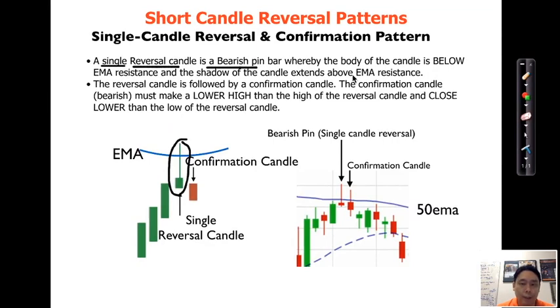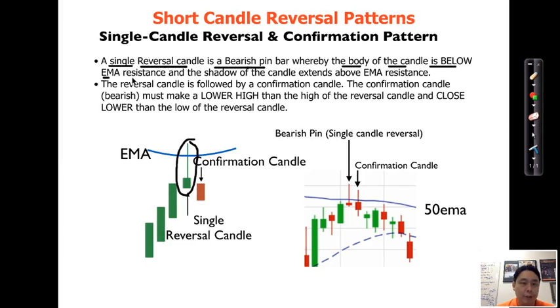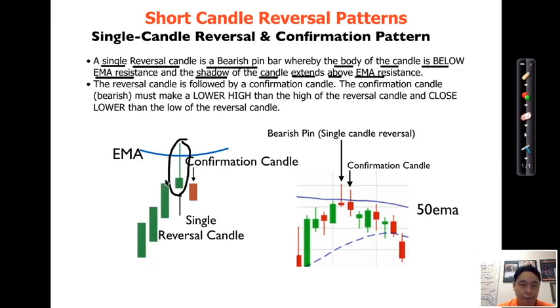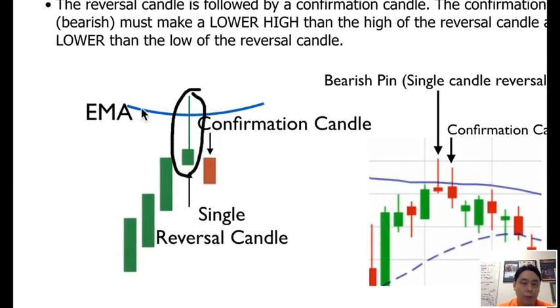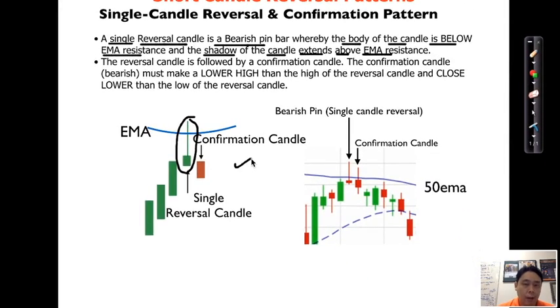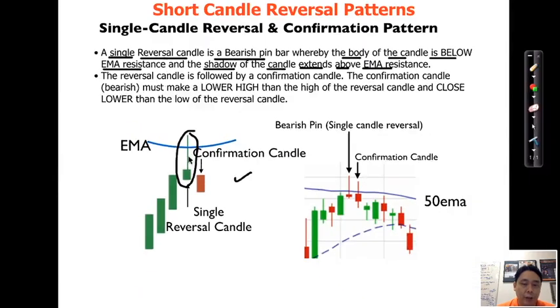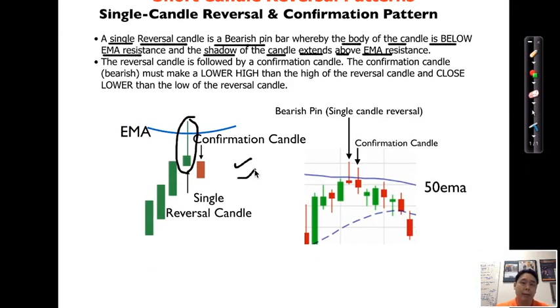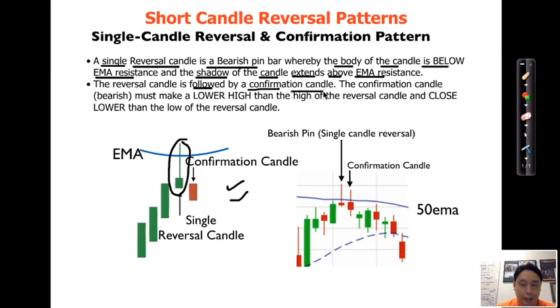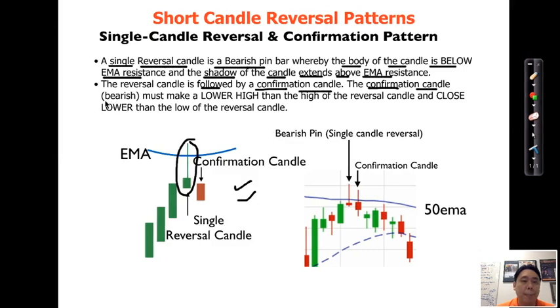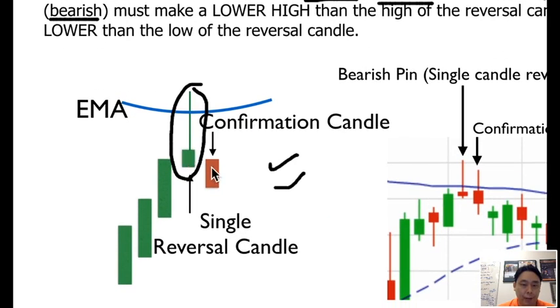Now, what are the criteria? For it to be a valid reversal candle, the body of the candle must be below the moving average, and the upper shadow of the candle must extend above the moving average. So again, body below the moving average. Check. Upper shadow cutting the moving average. Check. That is a valid single candle reversal. And it must be followed by a confirmation candle. If you're going short, the confirmation candle must be bearish. So it must be followed by a bearish candle.